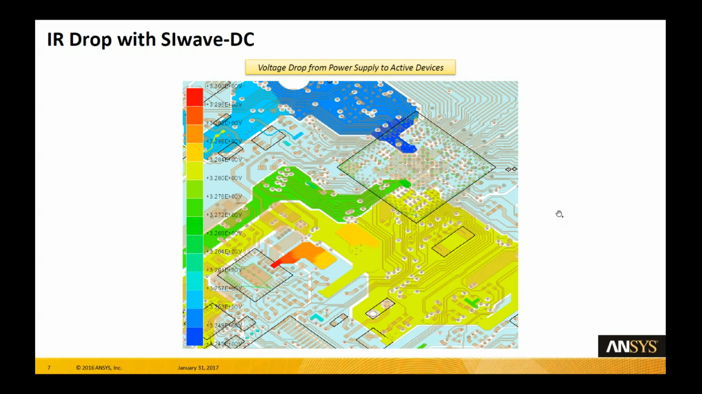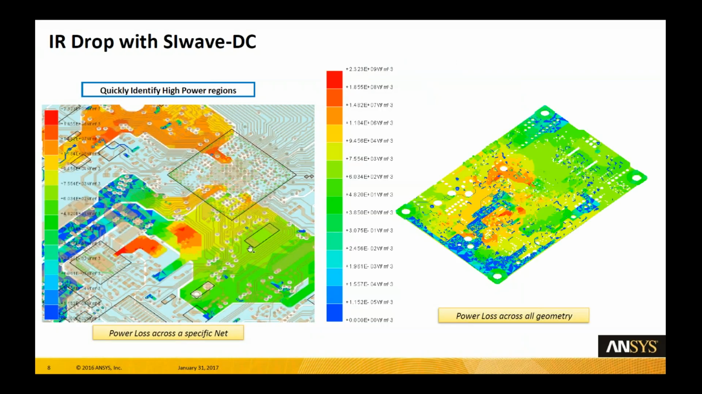This is a voltage drop from power supply to active devices. So we can see here, it's probably a power source that has the highest voltage.